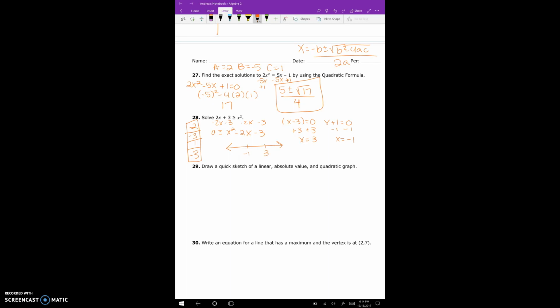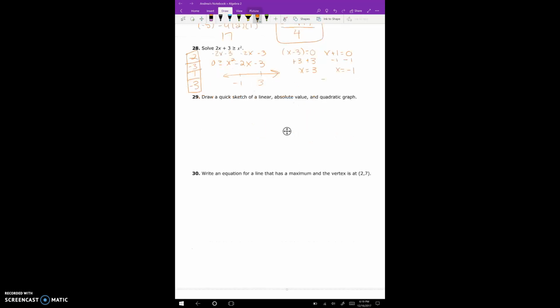So I need to test a number that's smaller than -1. Let's go with -2. If I graph -2 on my number line, I need to test that point. So I'm going to plug it into the original. 2 times -2 plus 3 is greater than or equal to -2 squared. -2 squared is 4. So I have -4 plus 3. That's -1 is greater than or equal to 4. That's not true. So let's test another point.